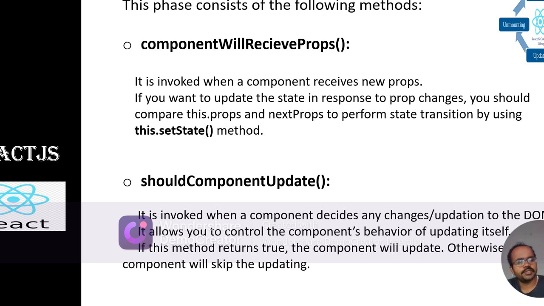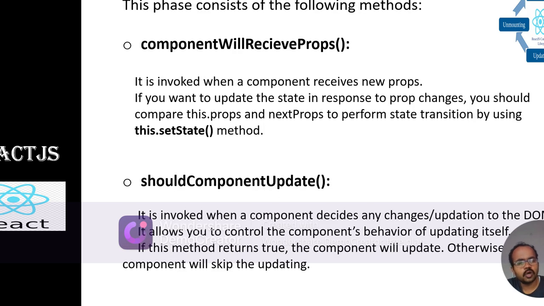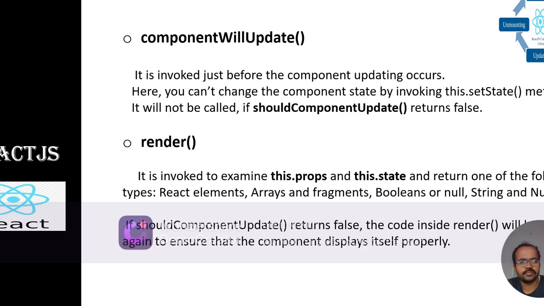shouldComponentUpdate: before updating, it will ask shouldComponentUpdate. If it returns true, then only it can update. Otherwise, it will be discarded. componentWillUpdate means before the component updates, it will call shouldComponentUpdate to confirm whether the component needs to update or not. And only if it is confirmed will the component be updated.